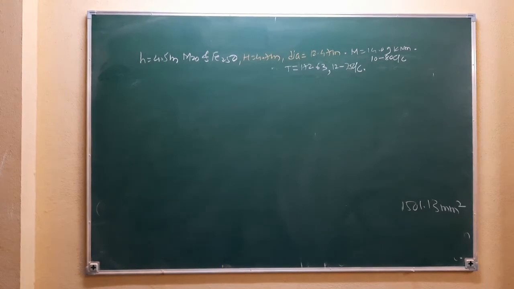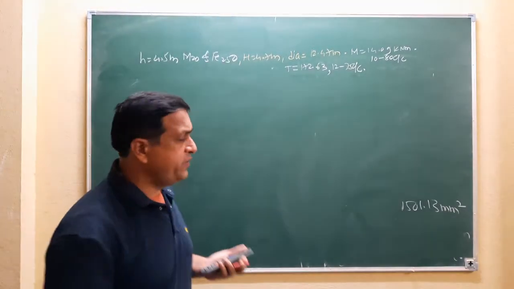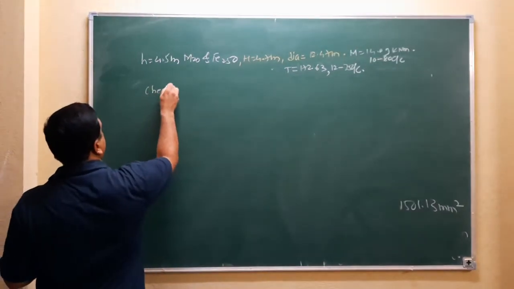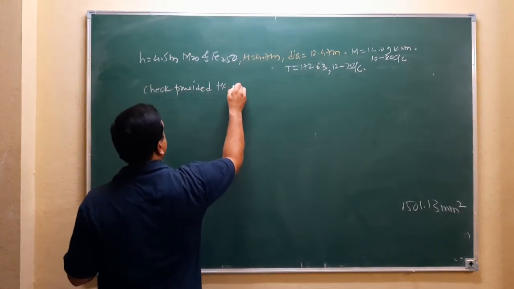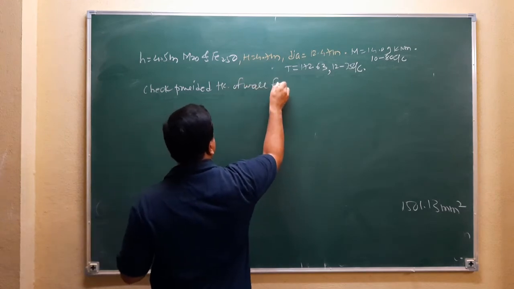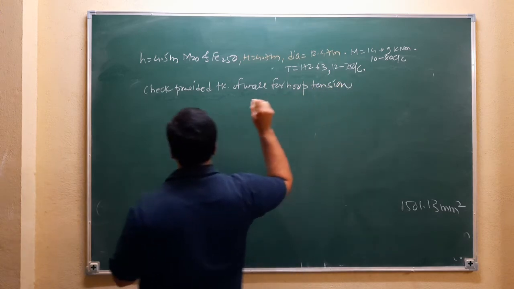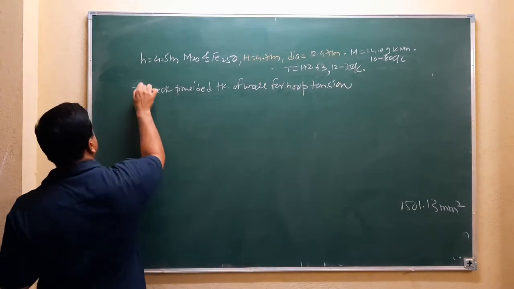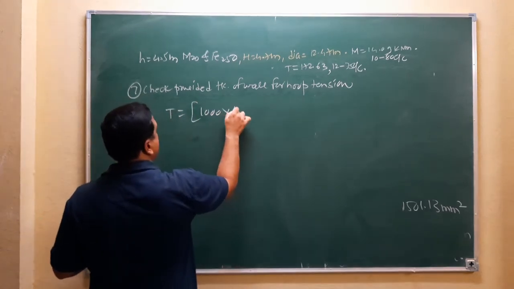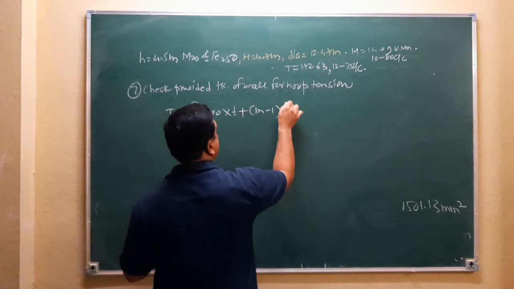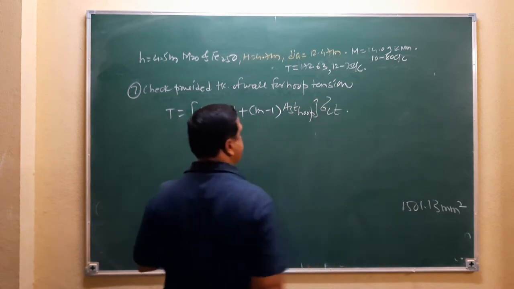Now you have to check the provided thickness for the hoop tension. Check the provided thickness of wall for hoop tension. How it is checked? I think this is step number 7. T is equal to 1000 into T plus m minus 1 AST hoop into sigma CT.